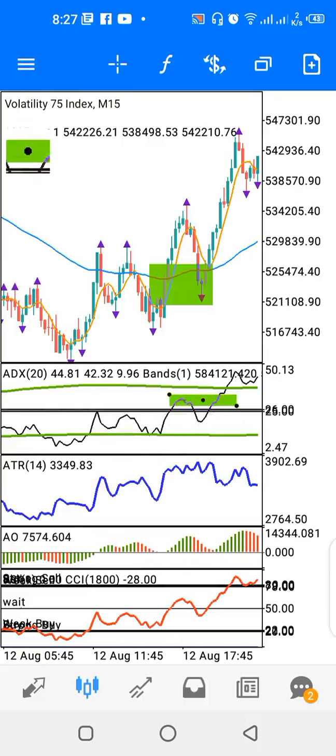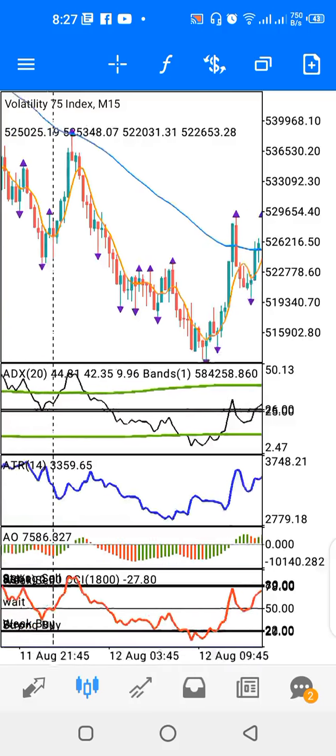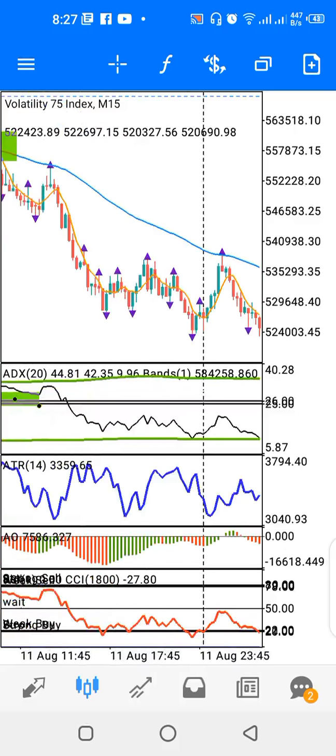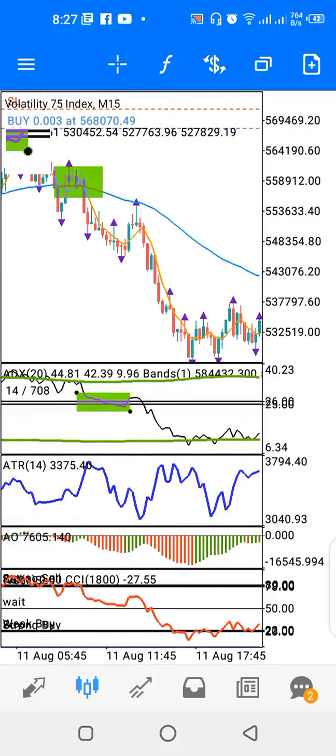Like I explained, it crosses above, gets to the confirmation line where you have the 25, 26 ADX line. Start to look for a buy entry. And the reverse is the case for a sell entry. When it drops from the upper band and gets to this level, look for a possible sell entry.